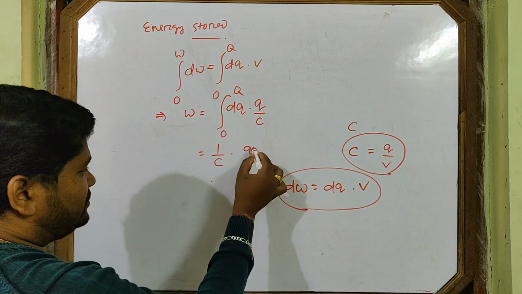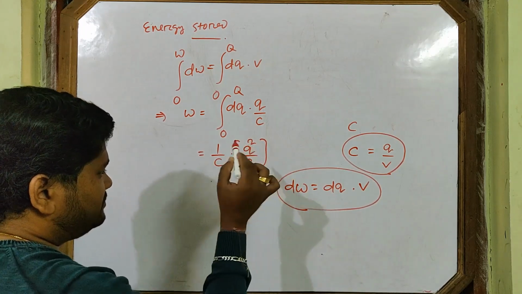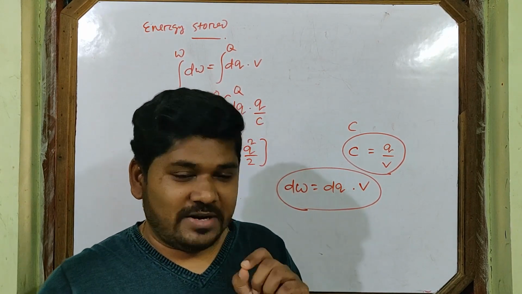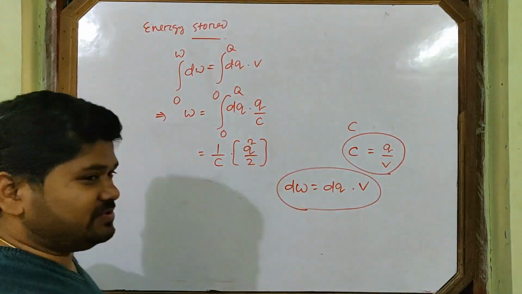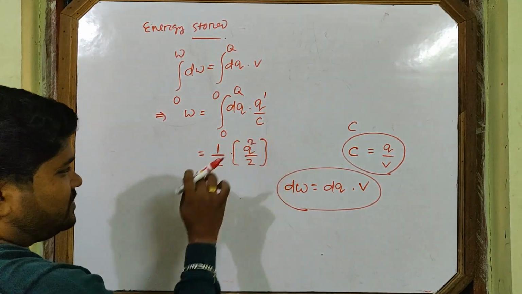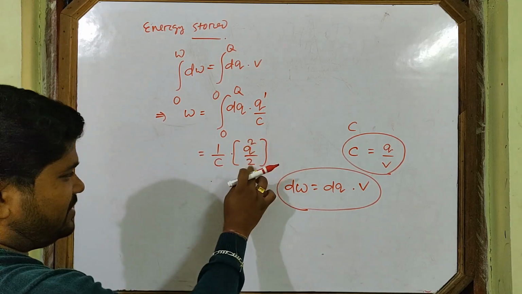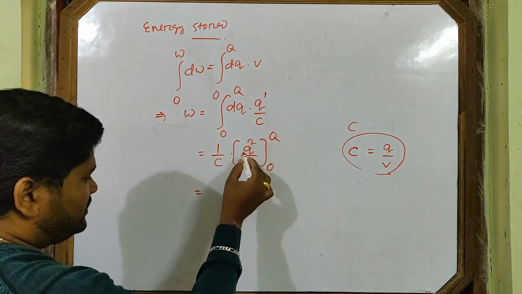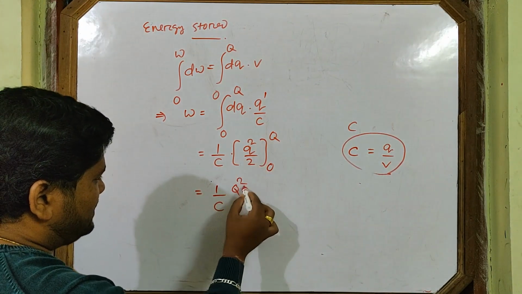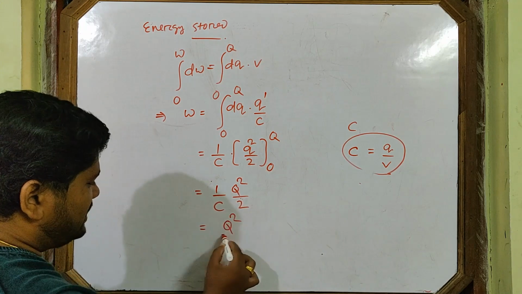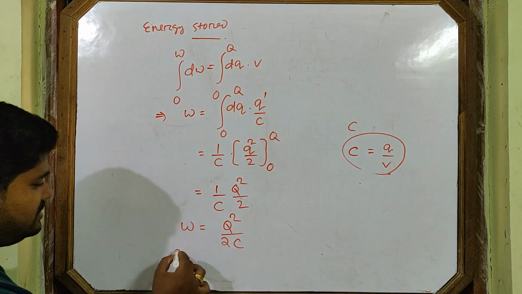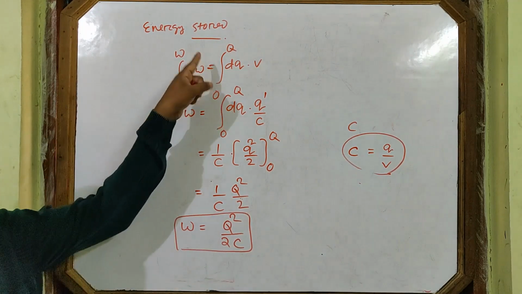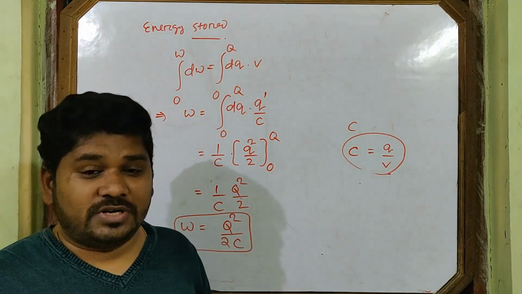Integral of q dq you know: q square by 2. The formula is integral of x to the power n dx equals x to the power n plus 1 by n plus 1. Power is 1, so it is 1 plus 1 by 1 plus 1. Limits 0 to q. Then you put the upper limit, and you will get q square by 2. So q square by 2c is the work done. If this is the work done to store 0 to capital Q amount of charge, then what is the potential energy stored here?